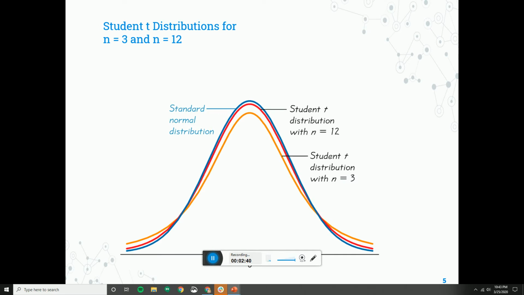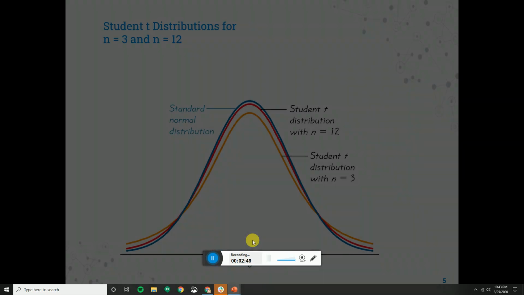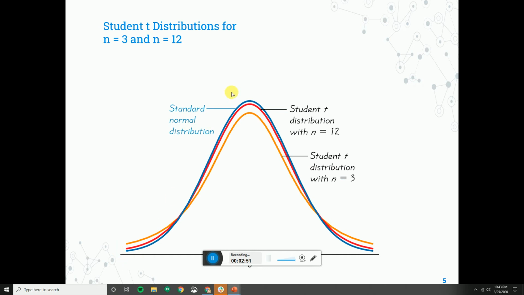So as we increase the pieces of data in our data set, we get closer and closer to the standard normal distribution, but we don't quite ever make it there. We would still sit over 0, and our standard deviation will be close to 1, but never quite 1.